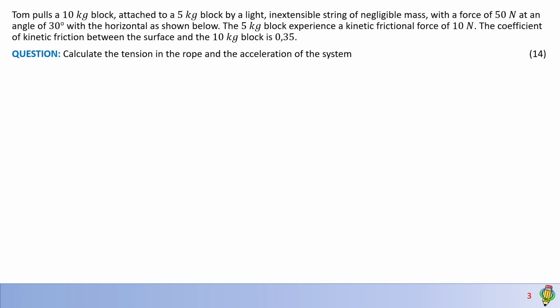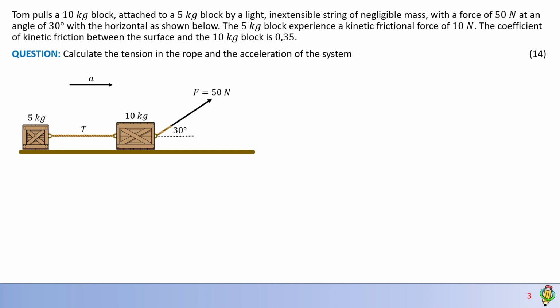Okay, let's look at the first example. The question says, Tom pulls a 10 kg block attached to a 5 kg block by a light inextensible string of negligible mass with a force of 50 Newton at an angle of 30 degrees with the horizontal as shown below. The 5 kg block experiences a kinetic frictional force of 10 Newton. The coefficient of kinetic friction between the surface and the 10 kg block is 0.35. The question says, calculate the tension in the rope and the acceleration of the system, for 14 marks.